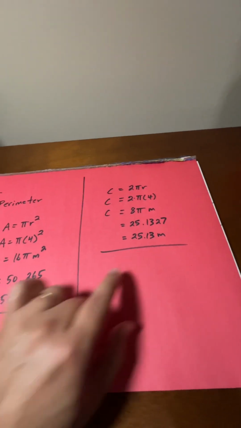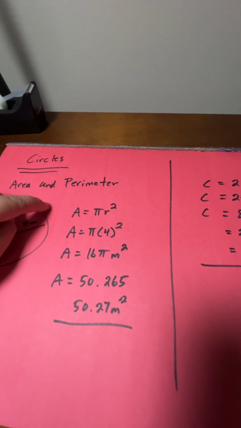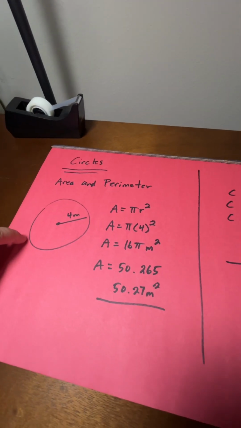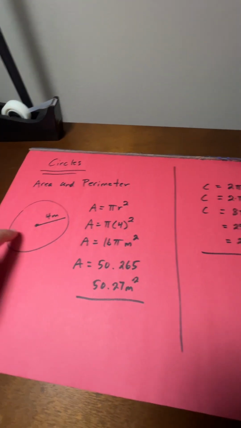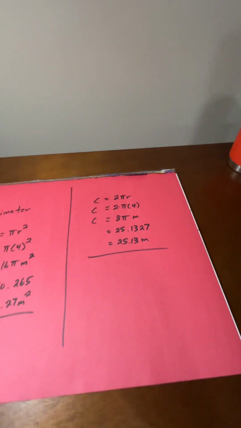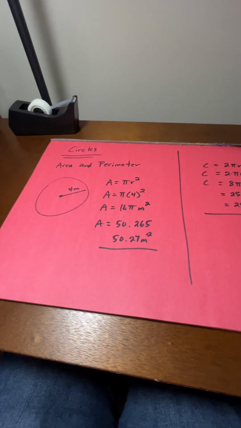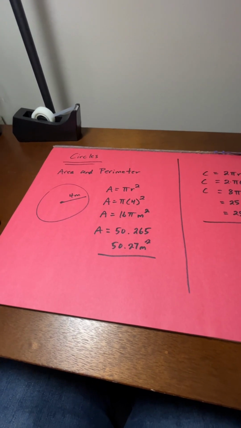Whereas the circumference is just a measurement around. You don't have any squares on this line around the circle, so that's just in meters. There you go. So there's a little summary of area and perimeter of a circle.